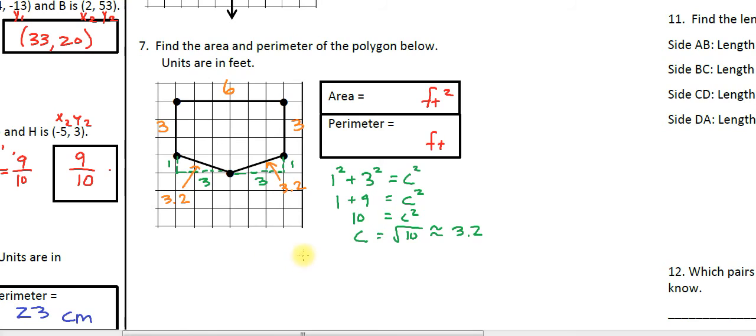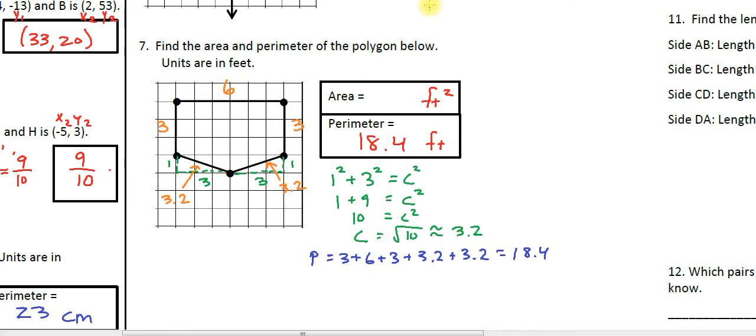So the perimeter is going to be 3, which is over here, plus 6, plus 3, plus, here is one of my sides, 3.2, plus my final side, which is 3.2. So my perimeter ends up being 18.4. So my perimeter here is 18, oops, that's an area, wrong place. Perimeter is 18.4 feet. Now let's do area.